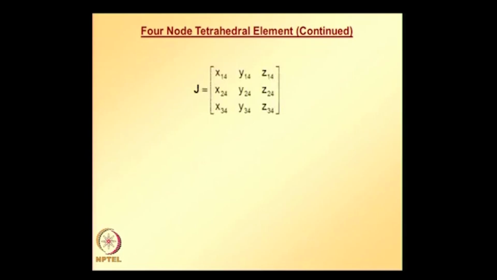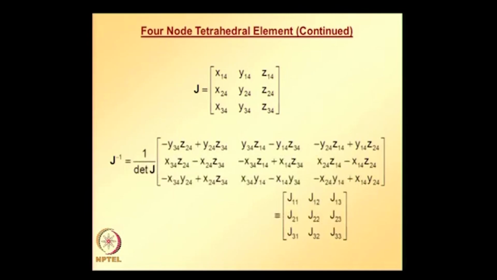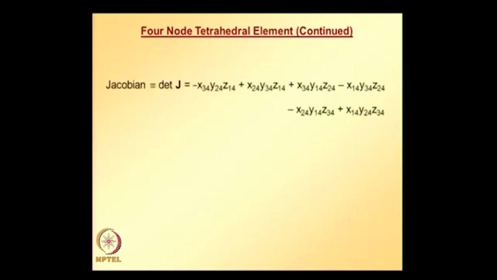So, J is given by this, which is a 3 by 3 matrix. So, we can easily find J inverse analytically in this manner. Once we know the nodal coordinates of all the 4 nodes of the tetrahedral element, we can plug them into this equation and get J inverse. And here the determinant of J is given by this equation.